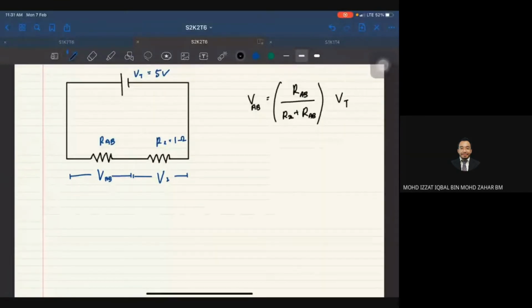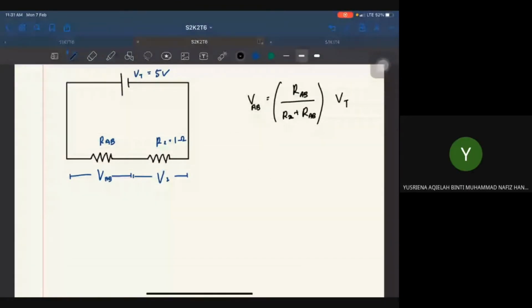Okay, so far can you guys follow? Can you see? Any questions? Okay, so now, but now you don't have the values for RAB. Right? But they did give you the dimension and the resistivity. So in a way, it's a hint so that you can use rho equals to RA over L. This one comes from the previous topic on how to calculate R given the resistivity and the length L. So R is equals to rho L over A.